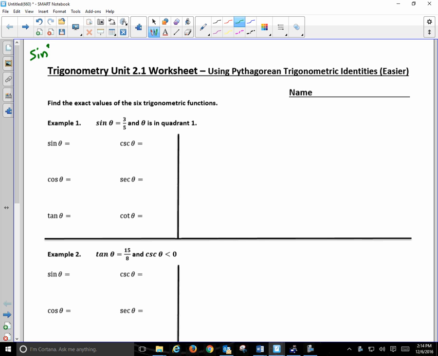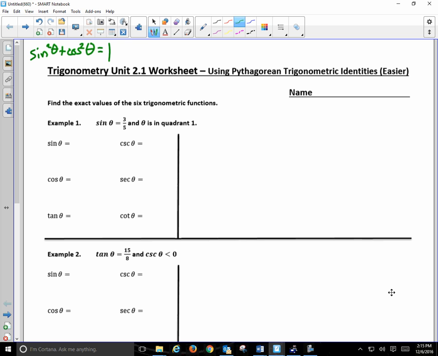Sine squared of theta plus cosine squared of theta is? Good guess. Not quite. Starts with a w, rhymes with un. 1. Oh, say it louder and own it.